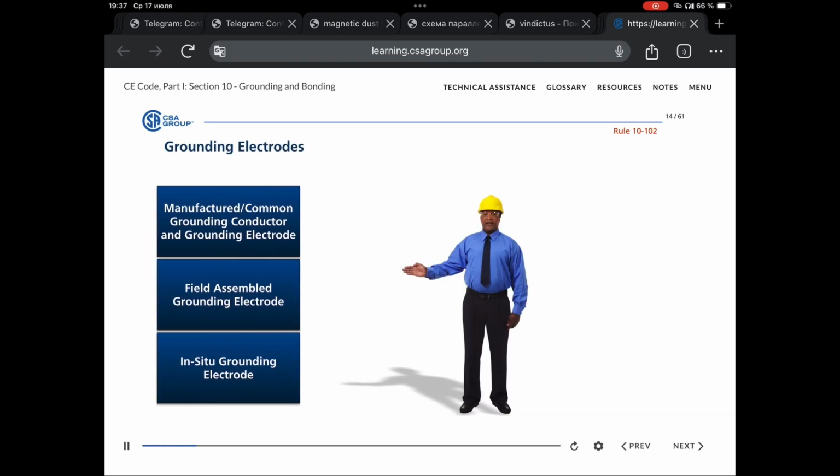There are three types of grounding electrodes with requirements. Those types of grounding electrodes are manufactured grounding electrodes, field-assembled grounding electrodes, and in situ grounding electrodes, forming part of existing infrastructure.